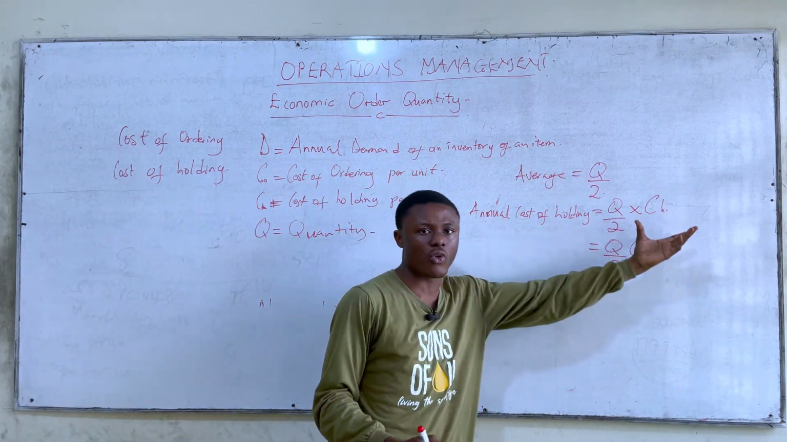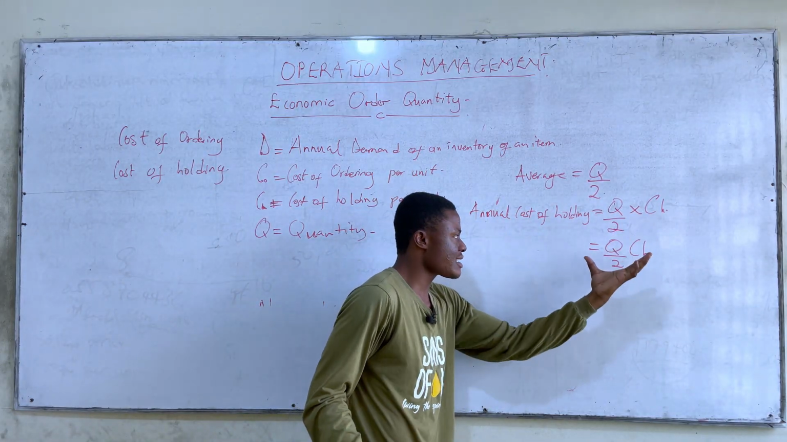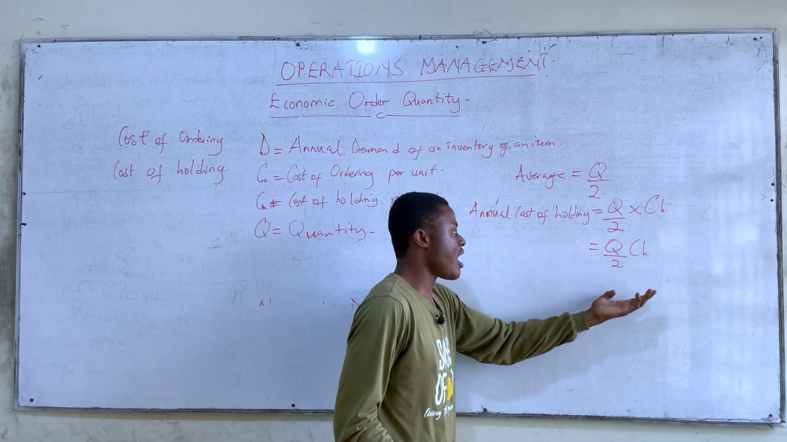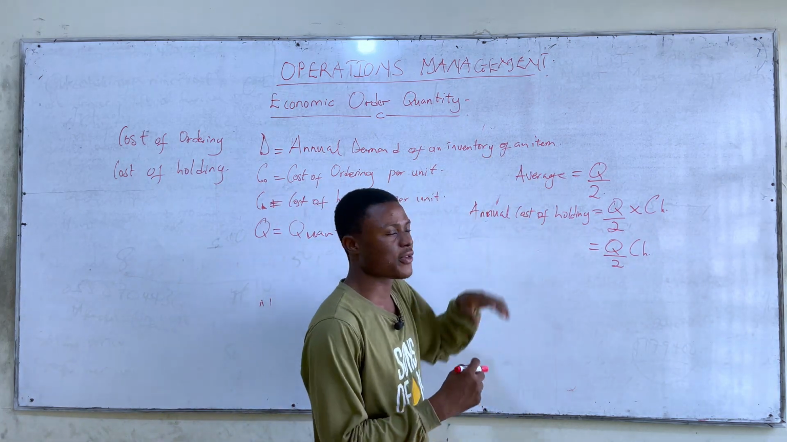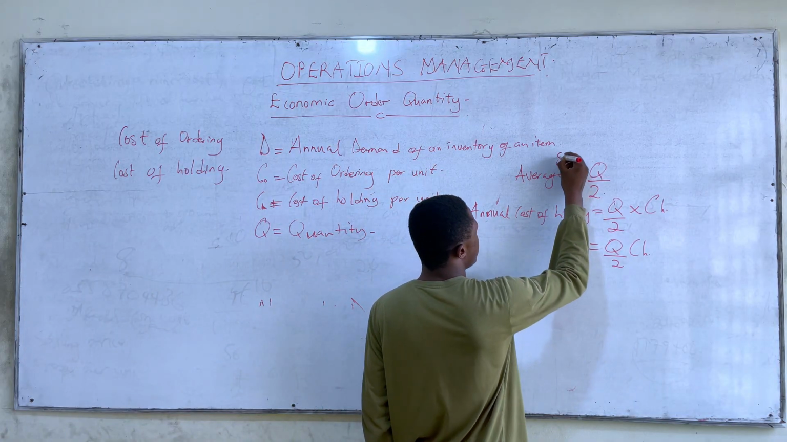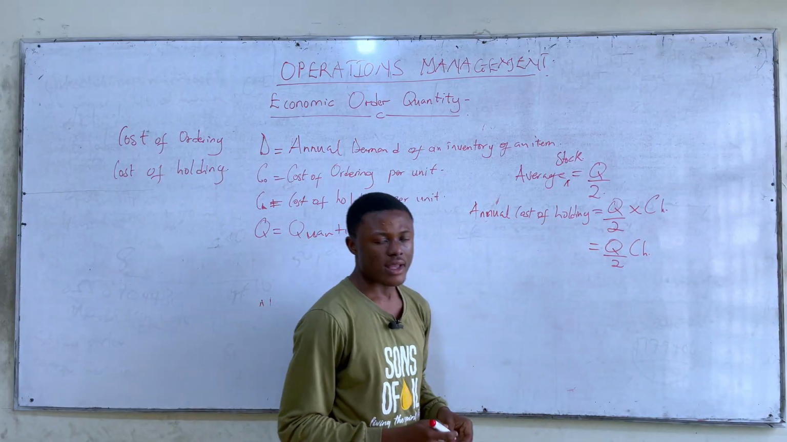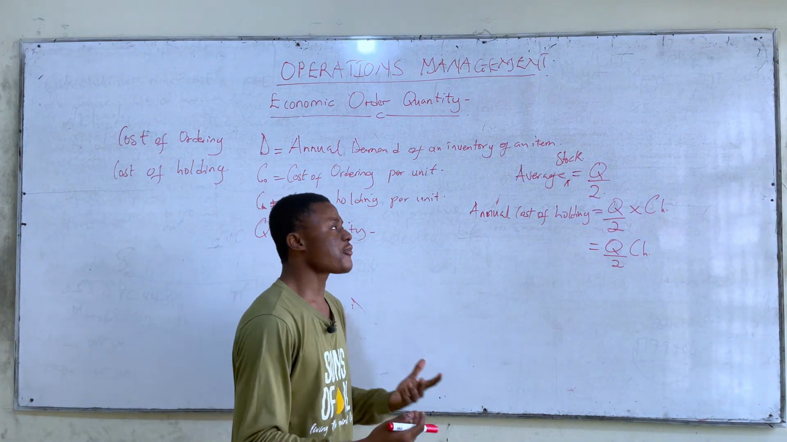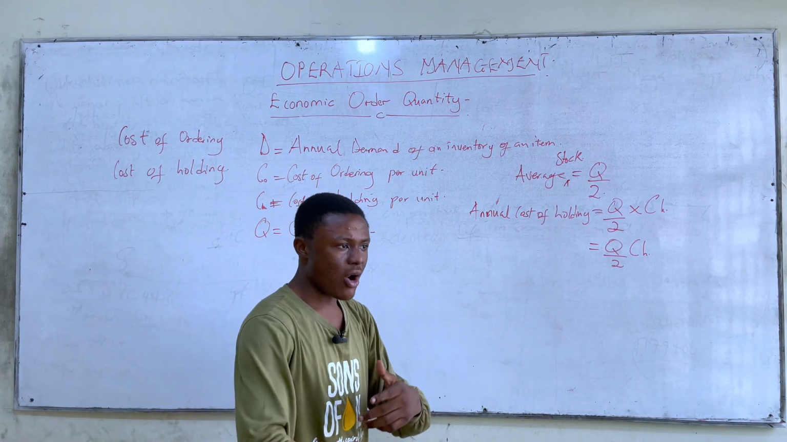Our annual cost of holding. In case the question says find your annual cost of holding, this is the formula for finding your annual cost of holding. And this is the formula for finding the average stock. Here our average stock is quantity divided by 2.